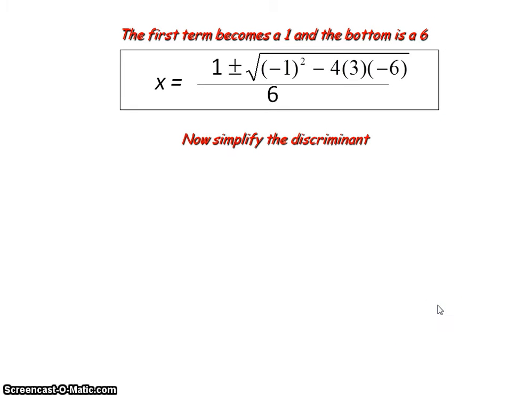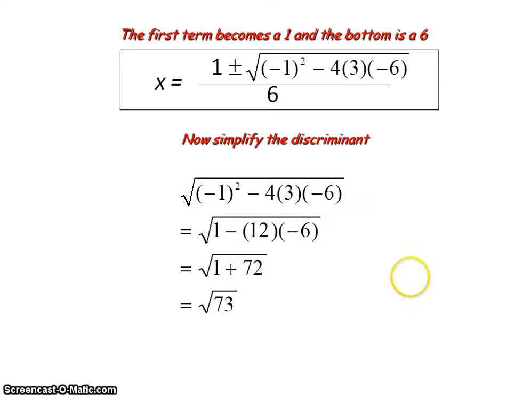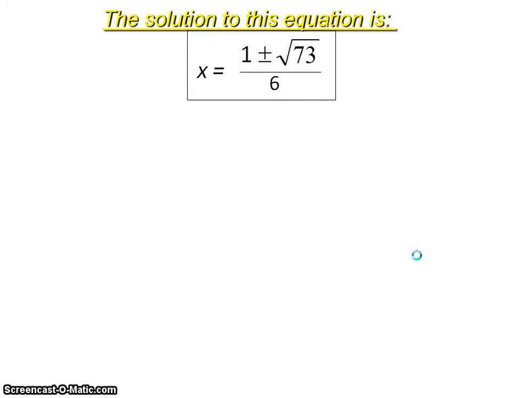Then I'm going to evaluate that expression. First we simplify the discriminant. And from a previous video we know that if it's positive, that tells me I have 2 real roots. And so the solution to the equation is 1 plus or minus the square root of 73 divided by 6.